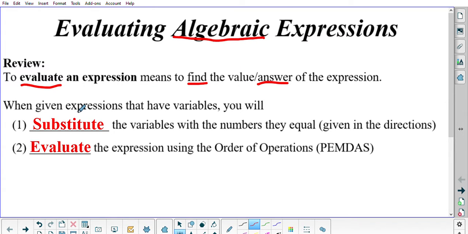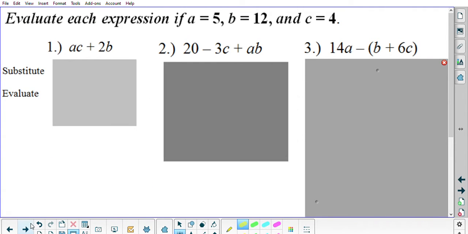And when you're given expressions that have variables, you're going to do two basic things. You're first going to substitute the variables with the numbers that they are equal to. And what they're equal to will be given to you in the directions. Secondly, you will evaluate the expression using the order of operations, which you recall is PEMDAS, or as some people call it, please excuse my dear Aunt Sally. So let's take a look at problem number one.